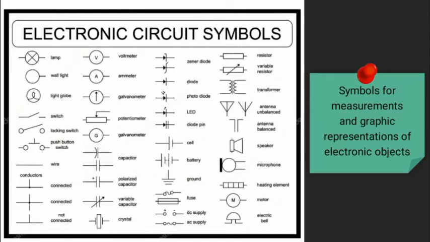Electronic circuit symbols are used for measurement and graphic representation of electronic objects. We can see in the picture that our electronic devices are represented in symbols. Electrical symbols are used to simplify the drafting and to understand the drawing. Electrical symbols are required to do the electrical drawing, and without the help of electrical symbols, we won't be able to do the electrical drawing.